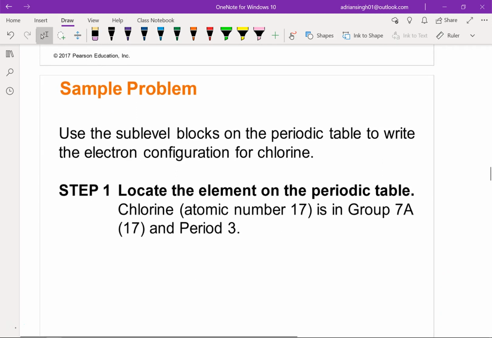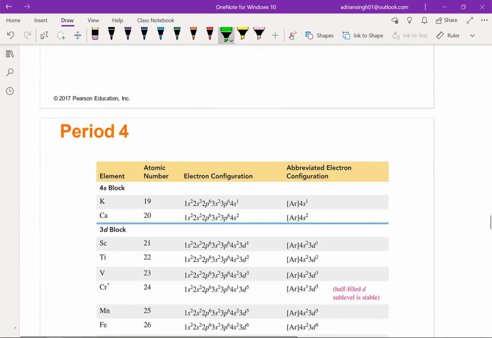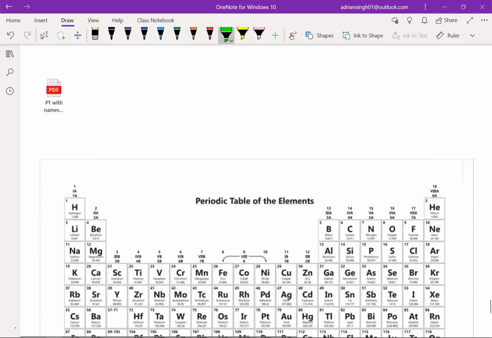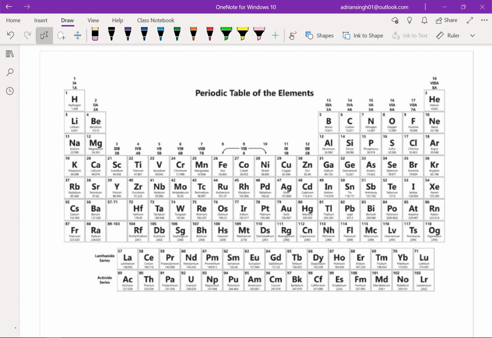So here it says to use the sublevel blocks in the periodic table to write the electron configuration for chlorine. All right, and I'm going to use a typical periodic table. Let me scroll all the way down to one that you would have to use on your quiz or your exam. All right, so first thing you want to do is to find chlorine. So chlorine is Cl, and here it is. Okay, and I'm going to color code our different blocks.